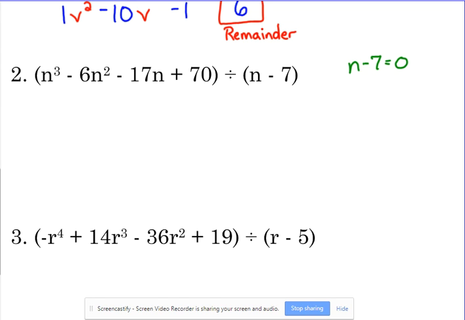Positive 7. Okay, n minus 7 equals 0. Solve for n. I know these are simple ones to solve, but we'll do some here in a minute where there's a second step to the solving. So that's why I'd still do it.